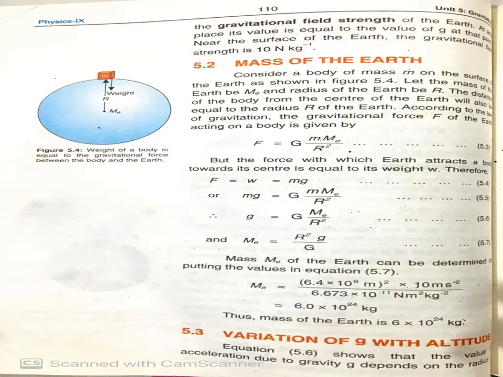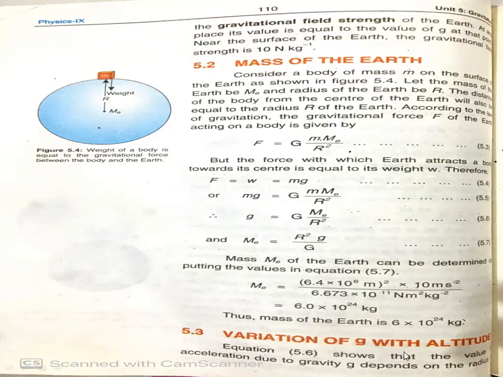So student, I hope you understand the mass of the earth. You can ask me if you have any problem regarding how we calculate the mass of the earth. Feel free to ask me at the end of the lecture. So I'm moving towards topic 5.3, variation of g with altitude. This is a new topic I'm going to start.